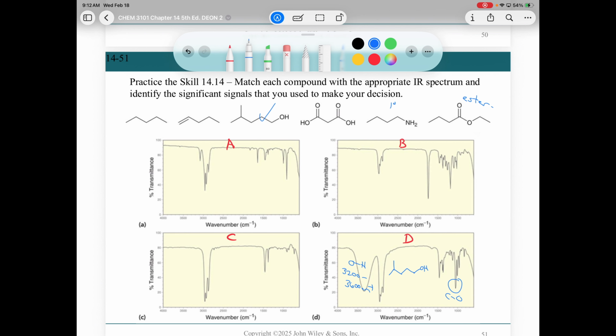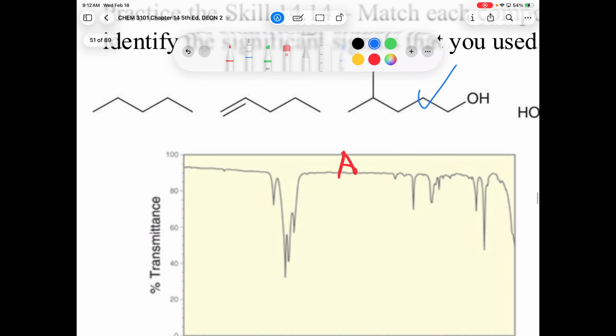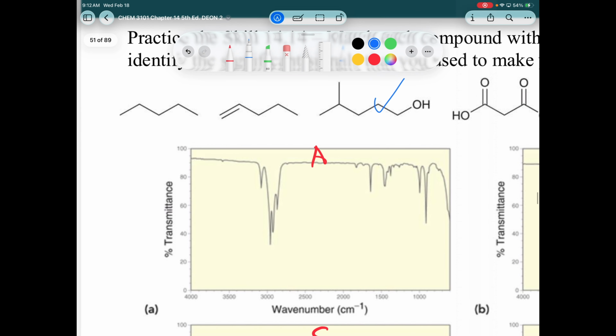Is there anything else anybody recognizes in A? I'm going to zoom in on A here. Maybe I'll zoom out a little bit. What if I take my ruler and draw a line? This is at 3,000 reciprocal centimeters. Do you guys see anything just above the 3,000 sticking out there? Does anybody notice this thing? Look at this. This is 31, 32, 33, 34, 35. This is at 3,100 reciprocal centimeters.